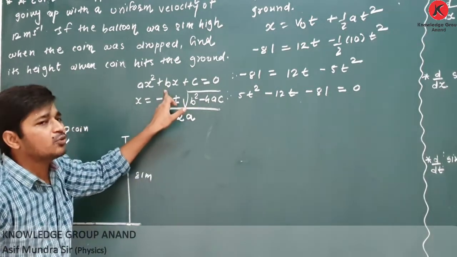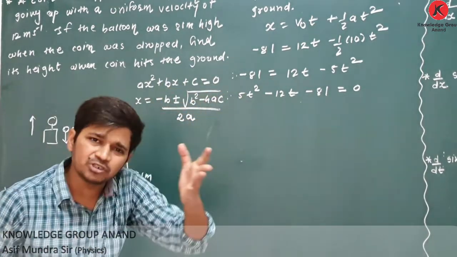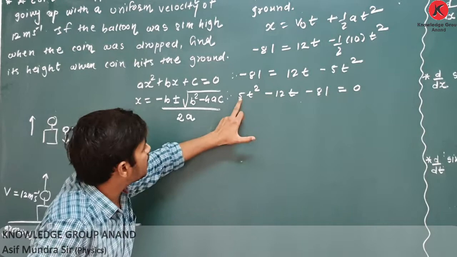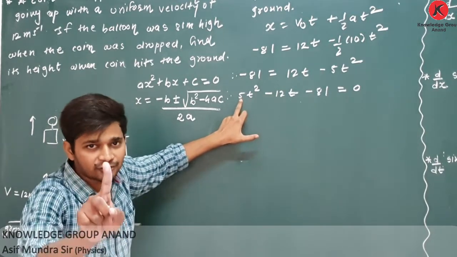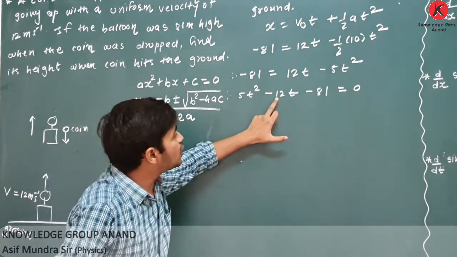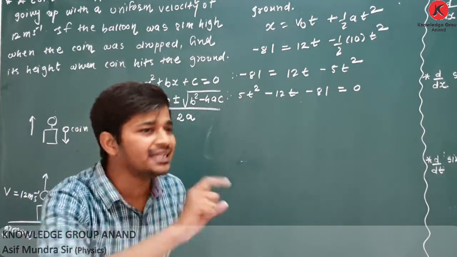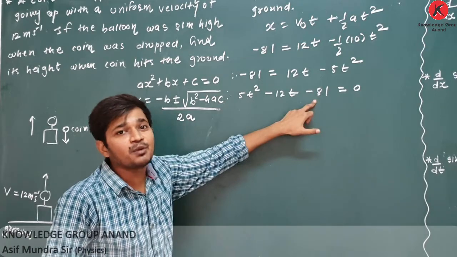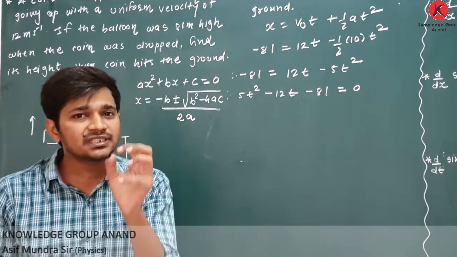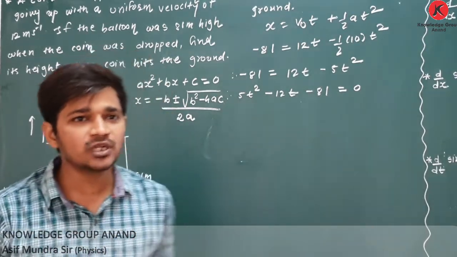Here it is a quadratic equation of x. Here it is a quadratic equation of t. The coefficient of t square is the value of a, which is 5. Yes or no? Yes. What is the value of b? Minus 12. And what is the value of c? Minus 81. So see, such changes you have to understand.